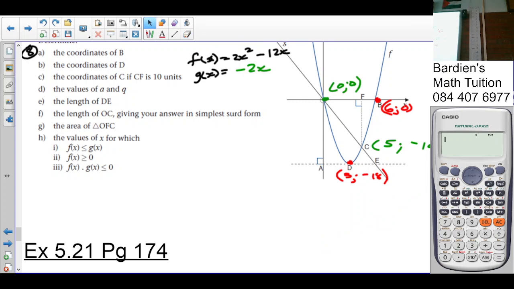So we always tend to use a gradient. y2 minus y1 over x2 minus x1. But you could do it by simultaneous equations as well, as I just did there.